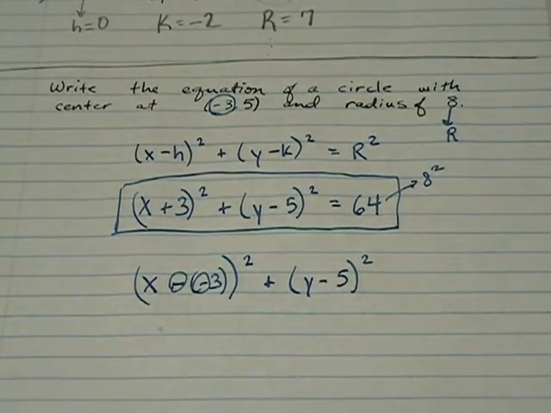So if you ever need to write the equation of a circle, take this basic format that's out of any pre-calculus book and plug your center in for your h and k values, and then square the radius term, and that'll give you the equation for a circle in what we call center-radius form.